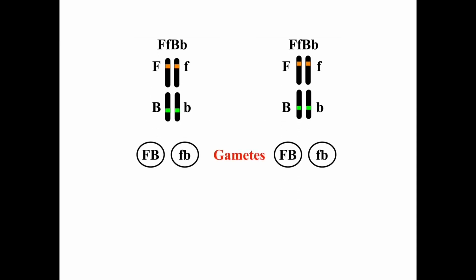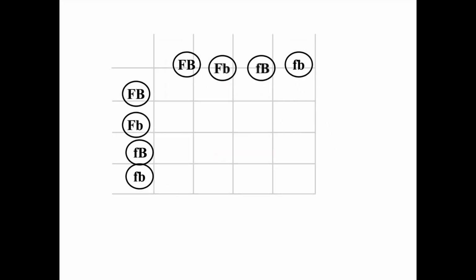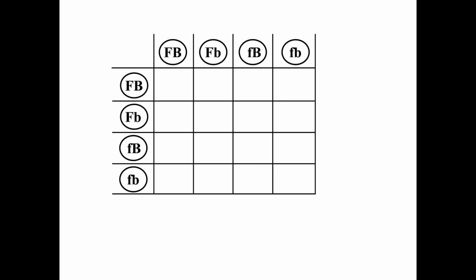So if we take it from there, we can see the gametes represented below. However, independent assortment is possible. Therefore, you could also have the following gametes. And if we put all of those into a Punnett square, then we actually have a 4x4 Punnett square. So there's quite a lot of offspring to analyze here. Let's take a look.